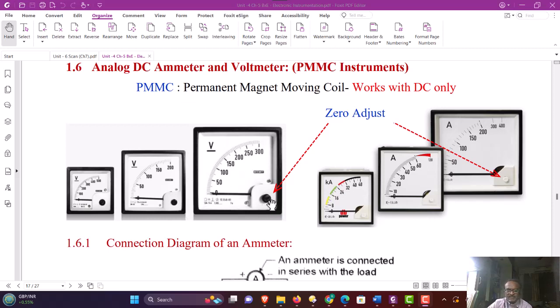Whereas in this meter, you will see a screw position shown by the red dotted arrows, that is called zero adjust. Many a time when an ammeter or voltmeter is not connected anywhere in the circuit, still they are showing some reading. This is basically a mechanical misalignment. So before using it in the circuit, and for accurate measurement of the reading, we have to adjust the zero of the meter when 0 volt is applied. And for that purpose, this mechanical arrangement called zero adjustment is provided.